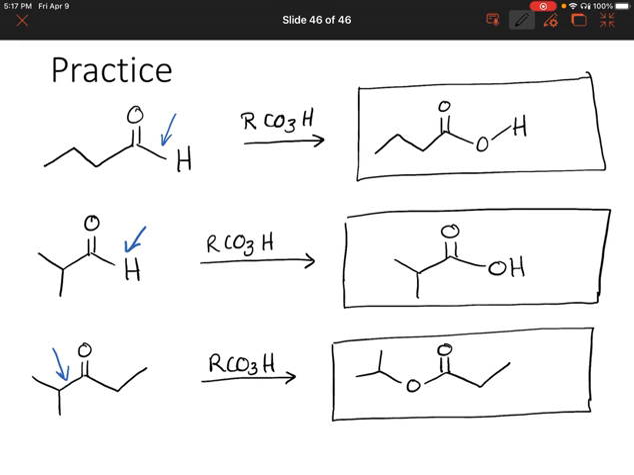So not too bad, right? You just have to remember that hydrogens get first priority, and then we have tertiary, followed by secondary, followed by primary, followed by methyl, which we've seen before. So we just have to remember hydrogen is first in this case.